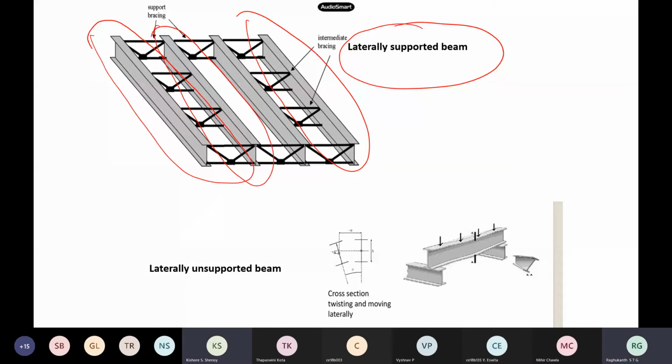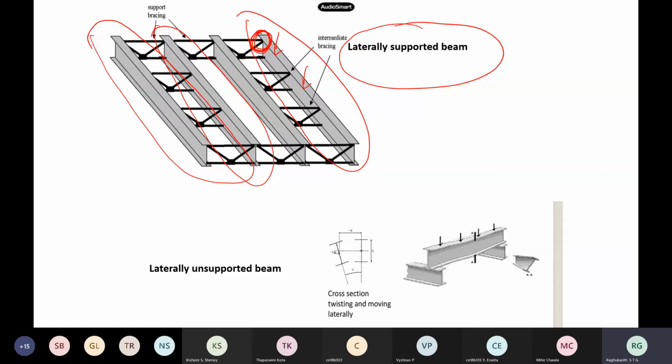So it is braced, but where the braces are placed is also very important. Suppose the load is like this, then the top will be in compression and the bottom in tension. To avoid LTB, which portion do you have to brace? Near the flange, not the top or bottom. You have to be very careful about the compression portion. If you can hold the compressive portion, then no need to worry about lateral torsional buckling.